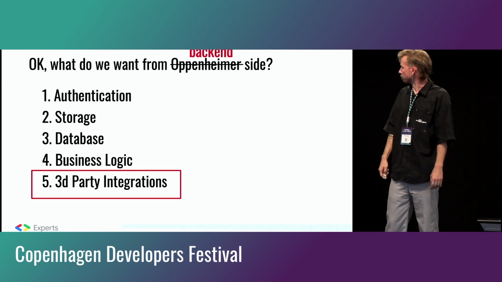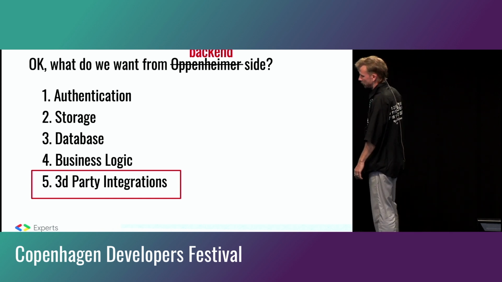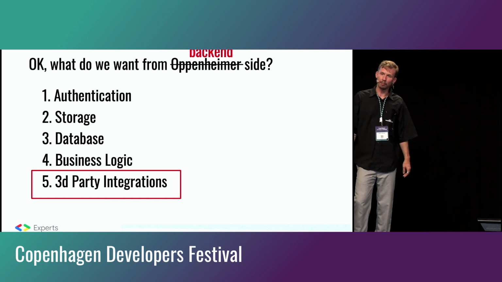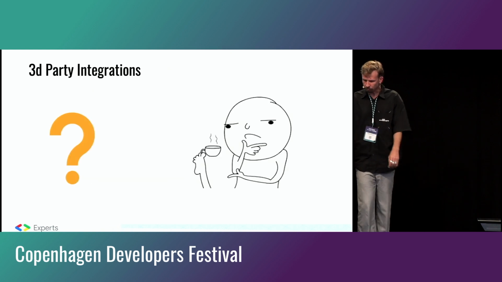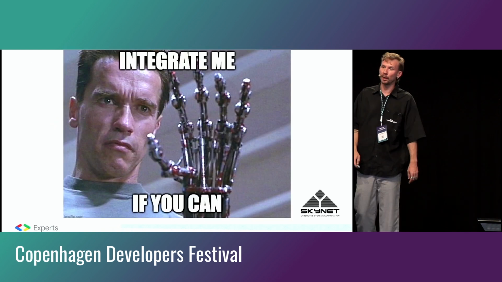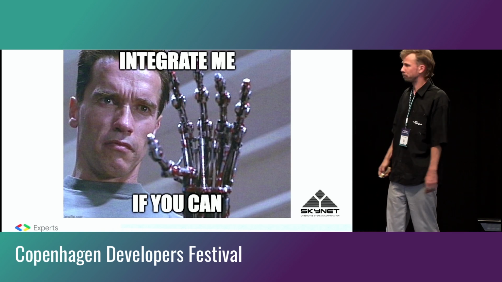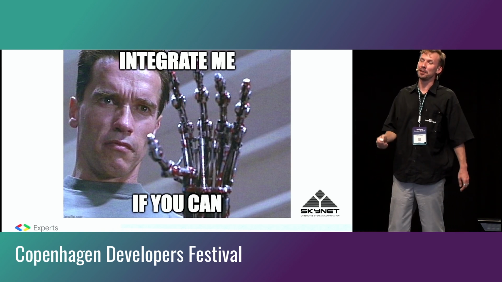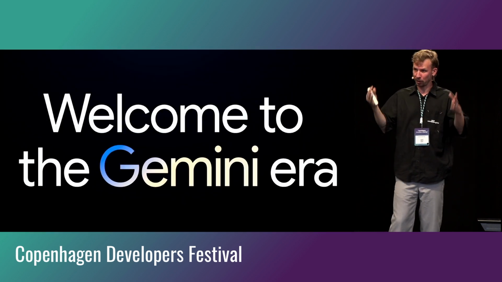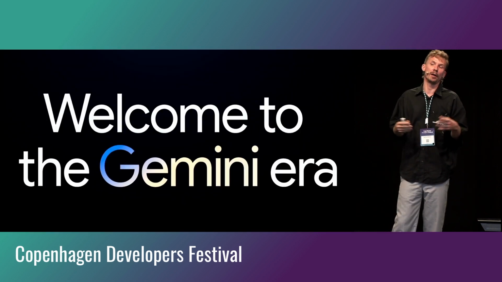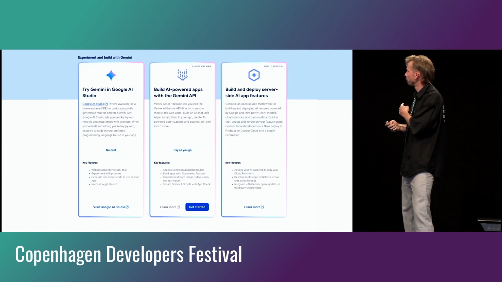So the last point that we need from Firebase is the third-party integrations. So let's try to integrate AI into the application. It's very easy, to be honest. As I mentioned, let's concentrate on Gemini, but I connected ChatGPT too. But in my example, there will be Gemini only.